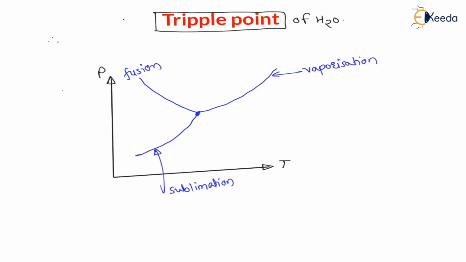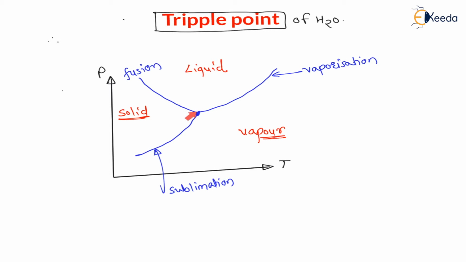And my dear students, between the fusion line and sublimation line, the phase is solid state. Between the fusion line and vaporization line, the state of substance is liquid state. And between the sublimation line and the vaporization line, the state of substance is vapor state. So my dear students, we will find one point where the sublimation line, vaporization line and fusion line meet, right?